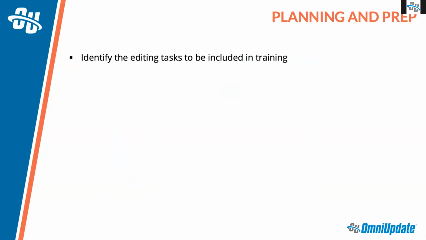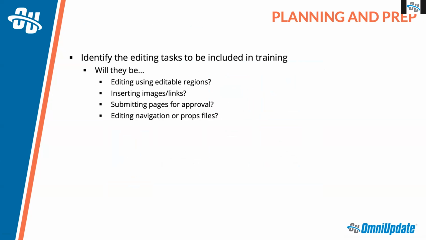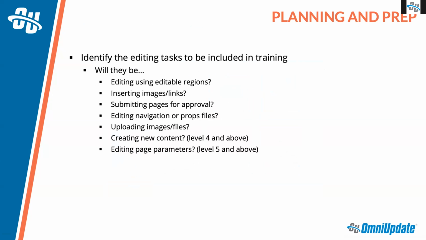After we figured out which pages or templates you're going to include, you next want to include which editing tasks. So there's a lot of things that you can do inside OU Campus. So things to ask yourself, here are some typical things that I often see schools are doing. Are you editing using an editable region? Are you inserting images or links? Do you have a workflow set up? So if your editors are going to be submitting for approval, they should see what that process looks like. That way they're not stuck and confused when they get to that part.